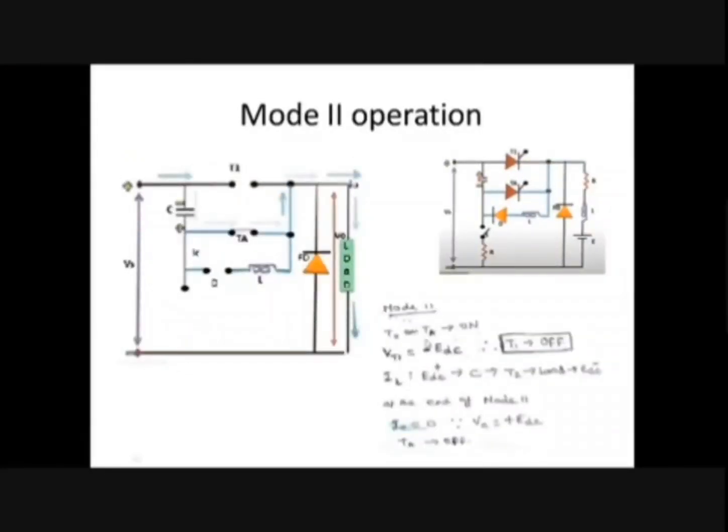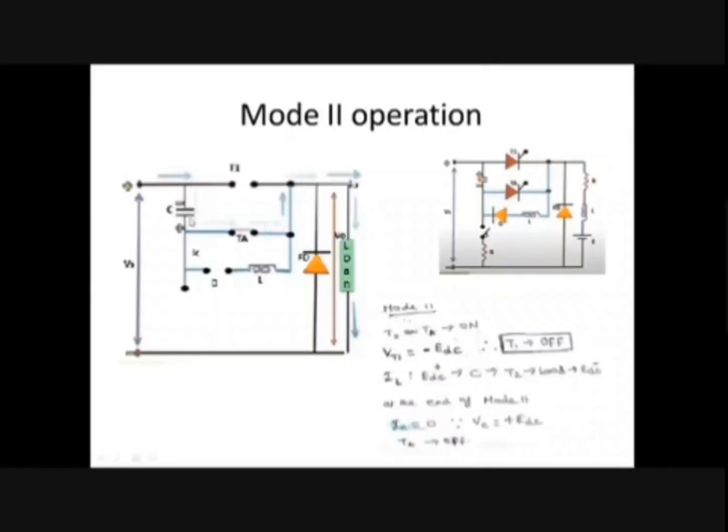Now let us assume that the auxiliary thyristor TA is turned on. Once auxiliary thyristor TA is turned on, what will happen? The capacitor, T1 and TA will form a closed circuit. Okay, are you able to understand? These three will form a closed circuit.